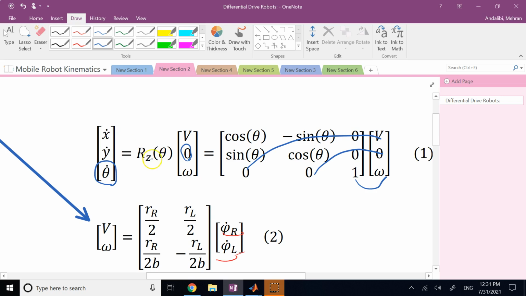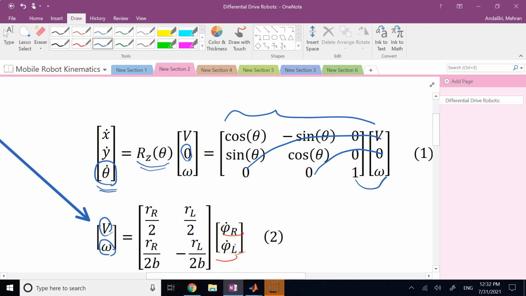So what I can do, I can multiply the vector formed by v, omega, and an extra 0 by a z rotation matrix of angle theta. If you look at this matrix, definitely this is a rotation z matrix, right? So if I multiply v, 0, and omega by a rotation matrix, that should give me the time derivative of the pose.